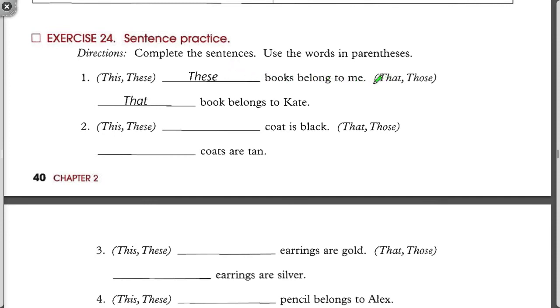These books belong to me. That book belongs to Kate. This coat, okay, is one coat, okay? It's black. This equals 1, only 1. Okay? This equals 1. This coat is black, so those coats, because plural, right? Those coats are tan.